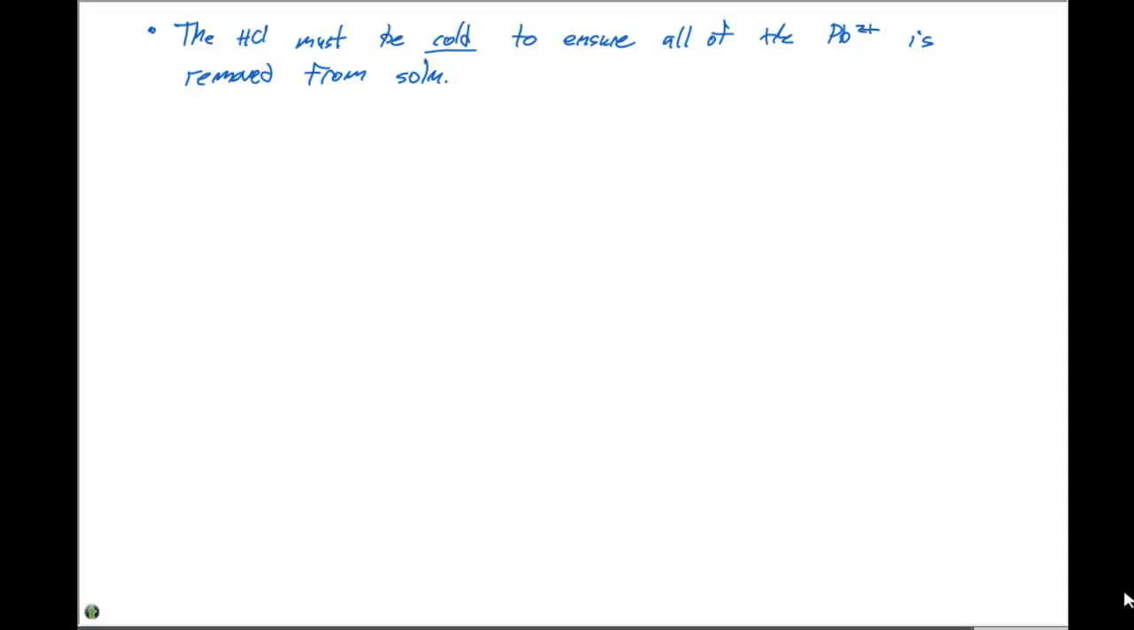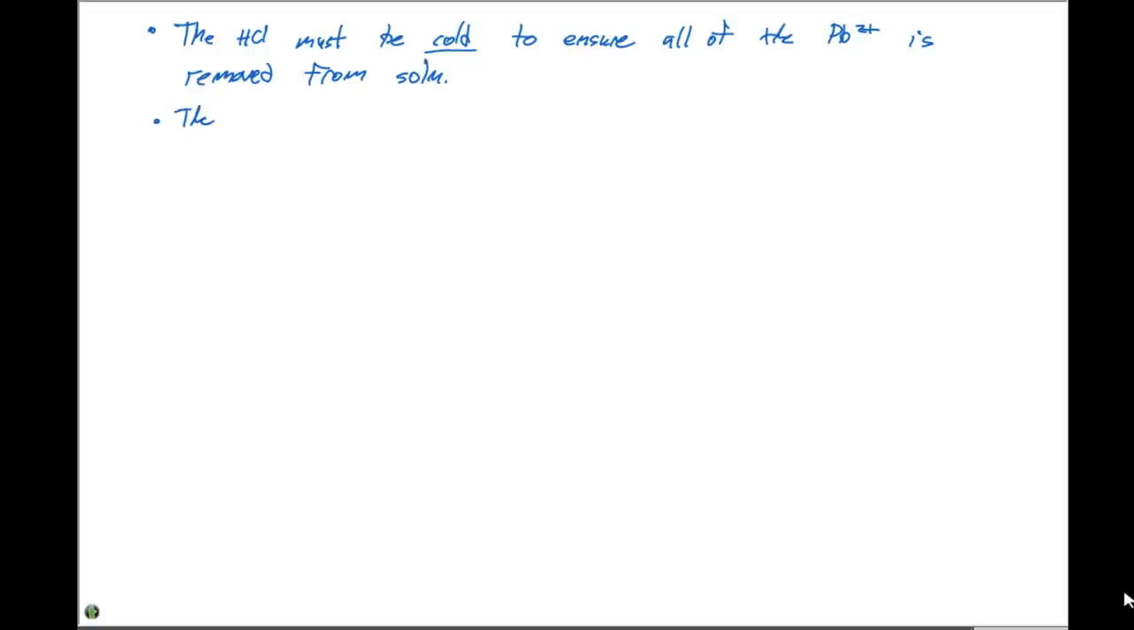Remember that solubility is highly dependent upon the temperature that you perform your experiment at. So in this case, the lead isn't quite as soluble as the silver is. So if we make it as cold as we can, there's going to be a step that requires you to go out and get some ice from the cart. You need that ice to make sure that as much of the lead precipitates out as you want.